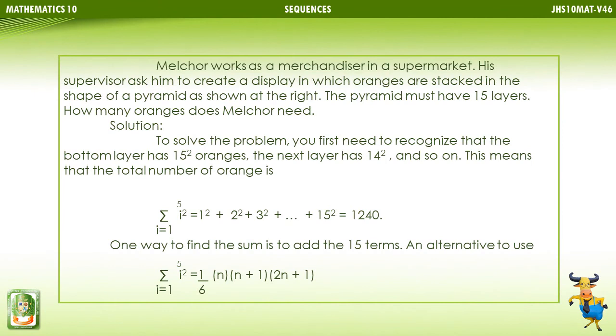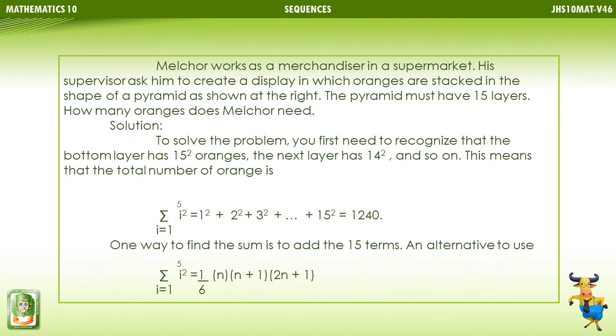Melcher works as a merchandiser in a supermarket. His supervisor asked him to create a display in which oranges are stacked in the shape of a pyramid as shown at the right. The pyramid must have 15 layers. How many oranges does Melcher need?